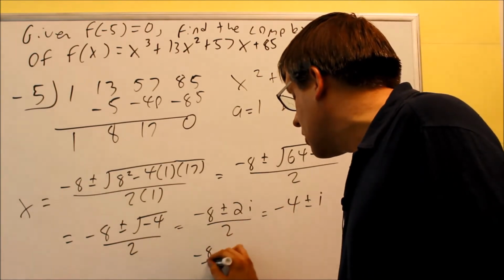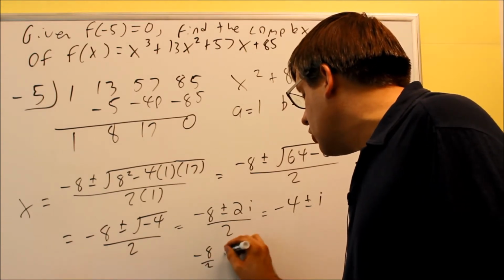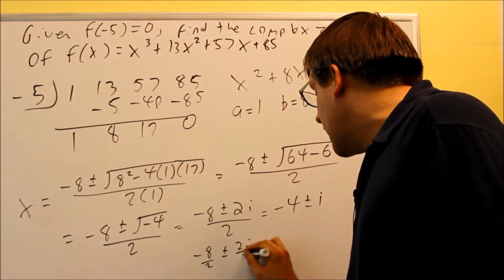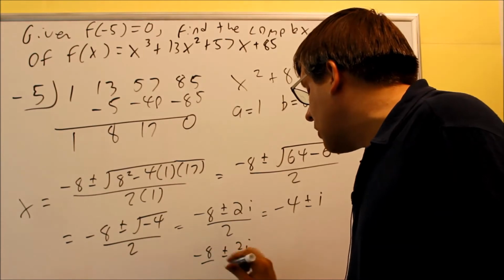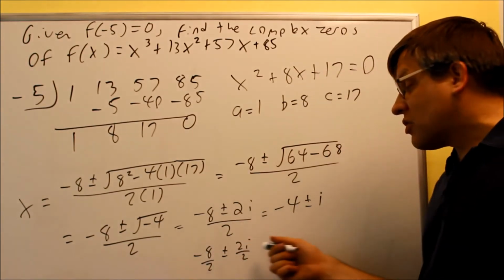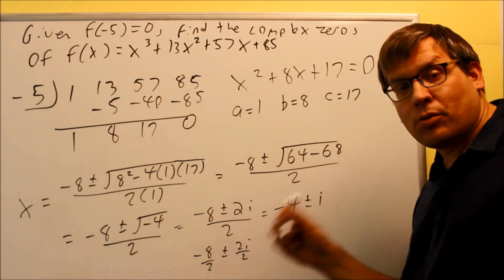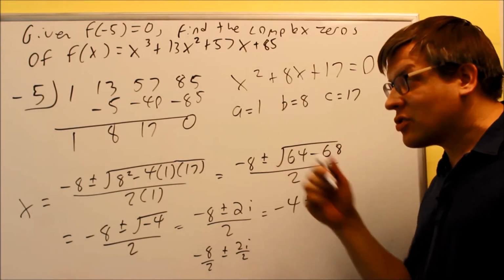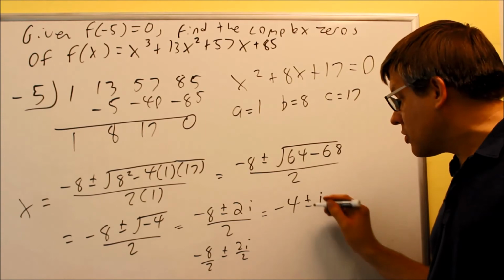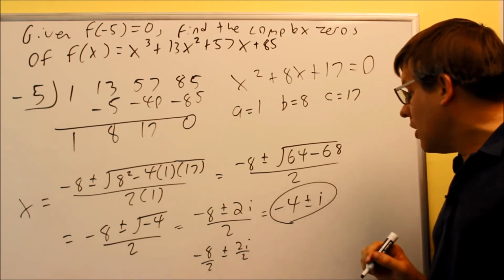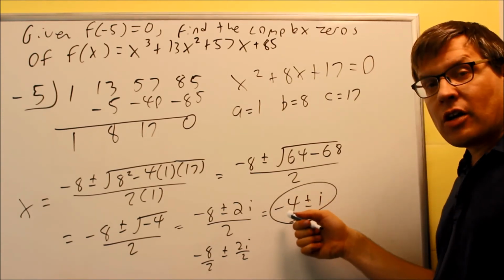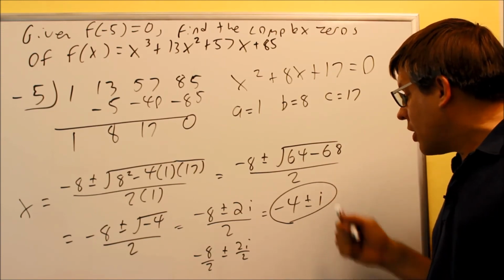You're really doing negative 8 over 2 plus or minus 2i over 2. So that's really the intermediate step that you're doing there. You're always separating it into two different fractions because you always want to write it in the standard form a plus bi, as was mentioned before in that section regarding complex numbers. So therefore, this is going to be your final answer. The real number part, negative 4, and here's your imaginary part, that's the i.